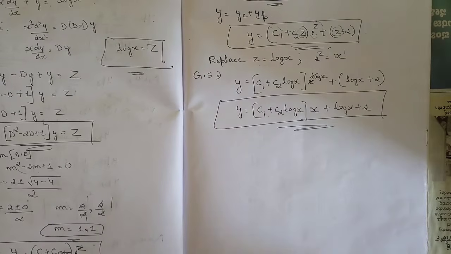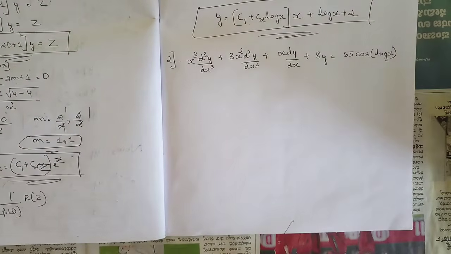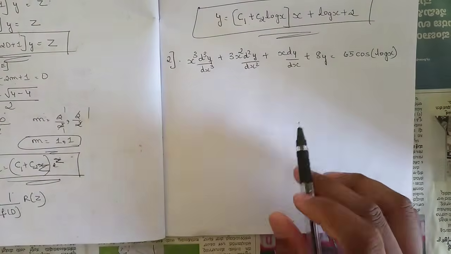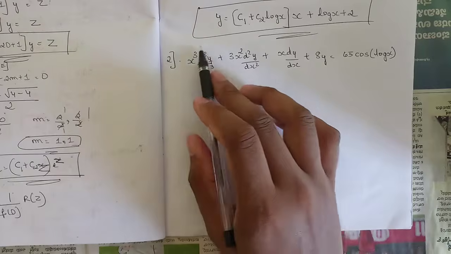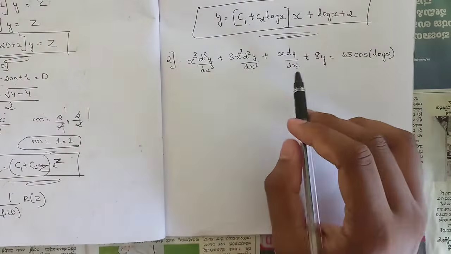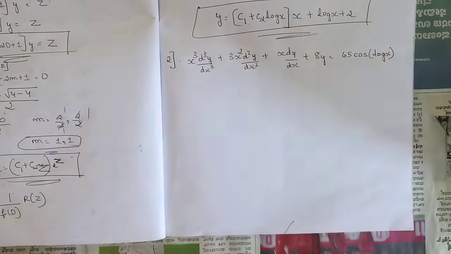We are going to solve one more question in this session. I'll get you the question. So this is your second question. This looks a bit complicated, but it's very easy. Again we have x cubed d cubed y by dx cubed plus 3x squared d squared y by dx squared plus x into dy by dx plus 8y is equal to 65 cos of log x.